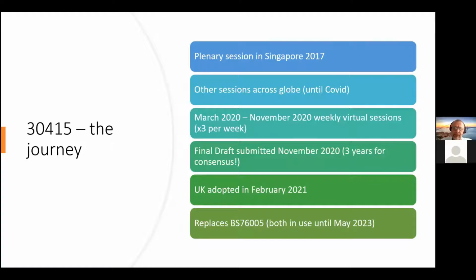because some organizations will have bought that standard and used it to develop their own internal approaches, and therefore it was felt it would be unfair to just stop it and withdraw it straight away. So both BS 76005 and ISO 30415 exist in the UK at this time, although you can't now buy BS 76005 as a new approach. You would have had to already have it and be using it.